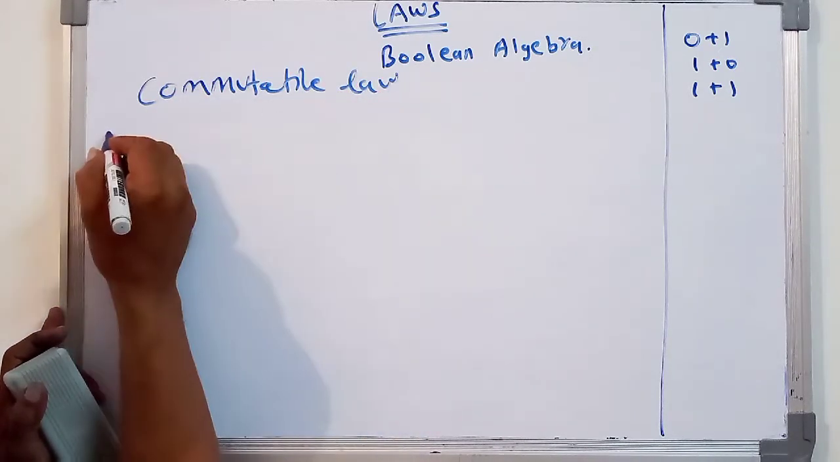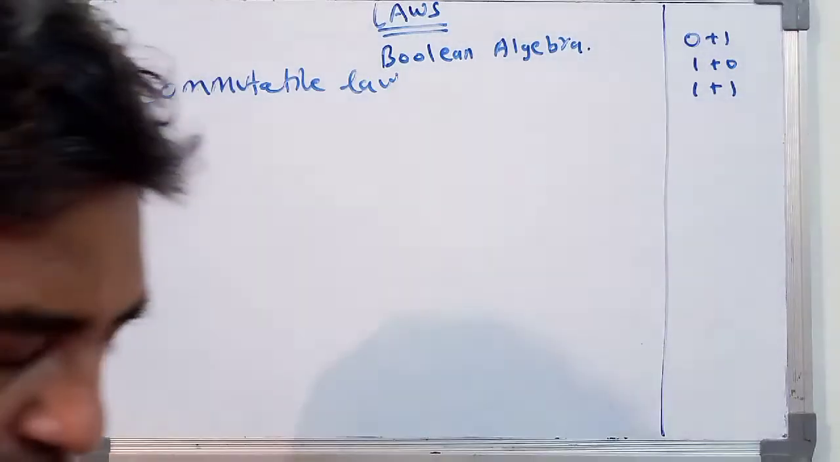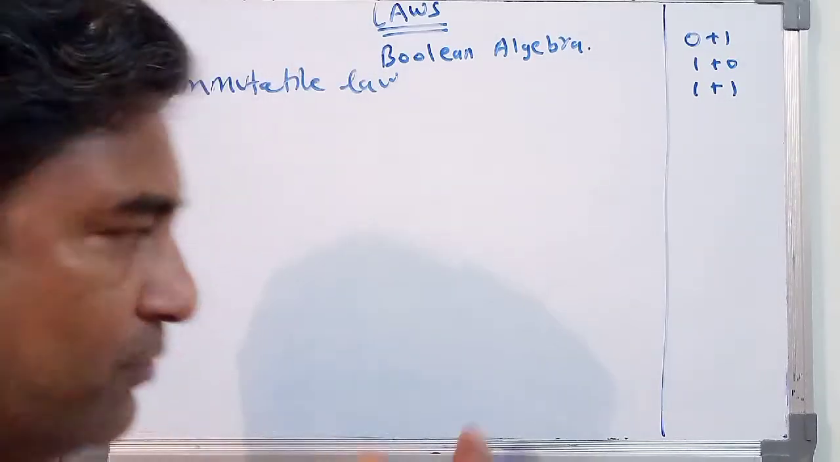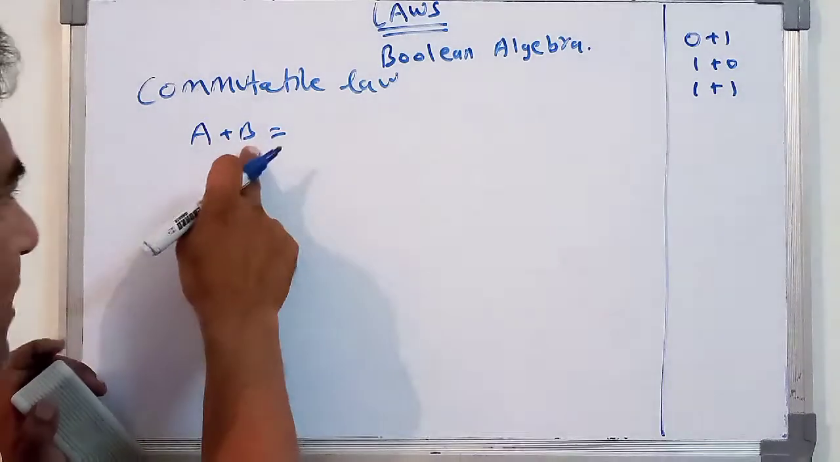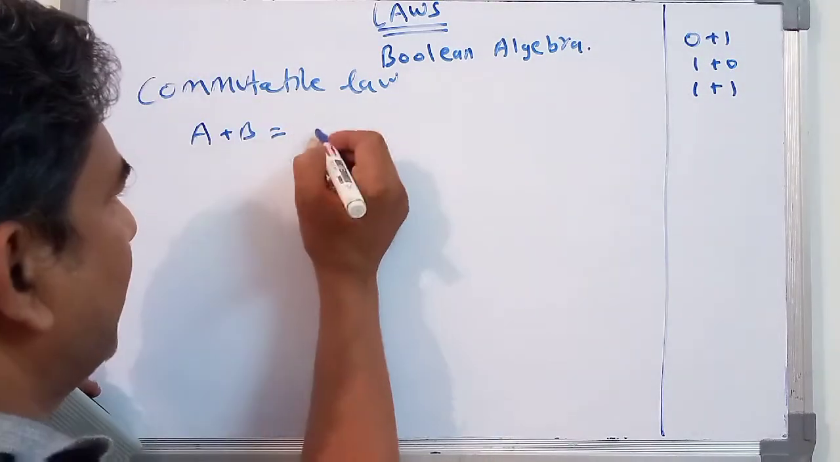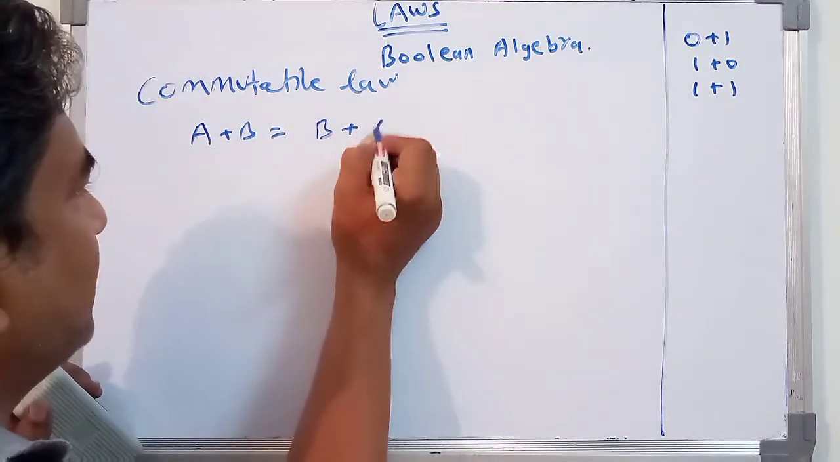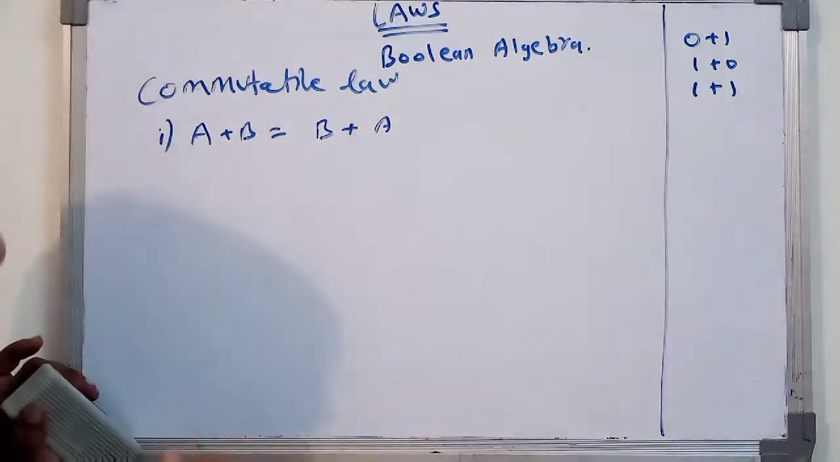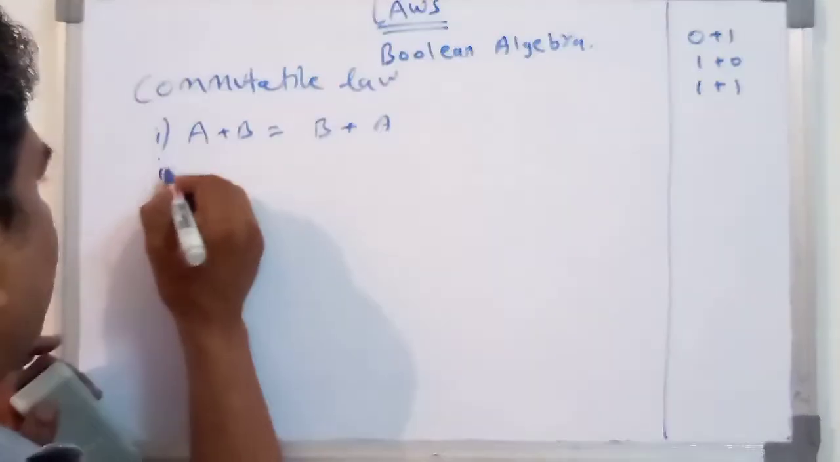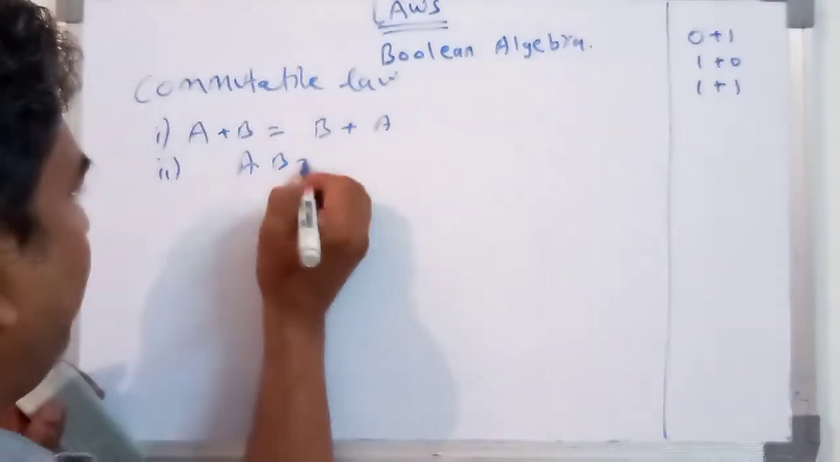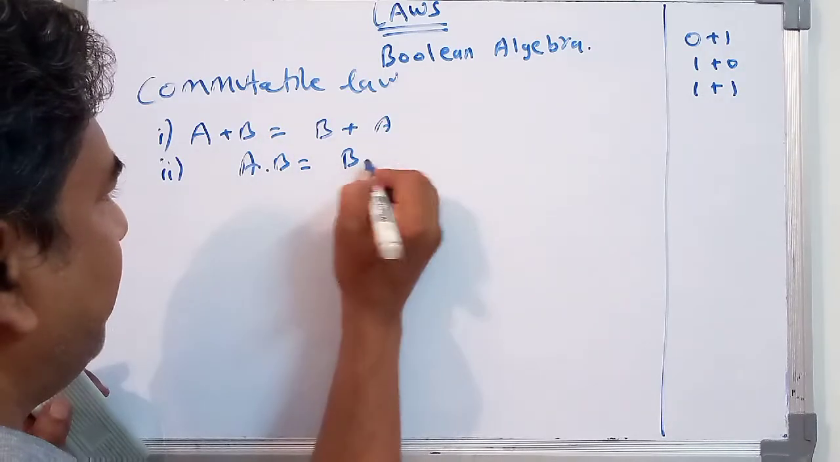Now the second law is the commutative law. The commutative law says that A plus B is equal to B plus A. This is for addition. If you consider multiplication, then A dot B gives B dot A.